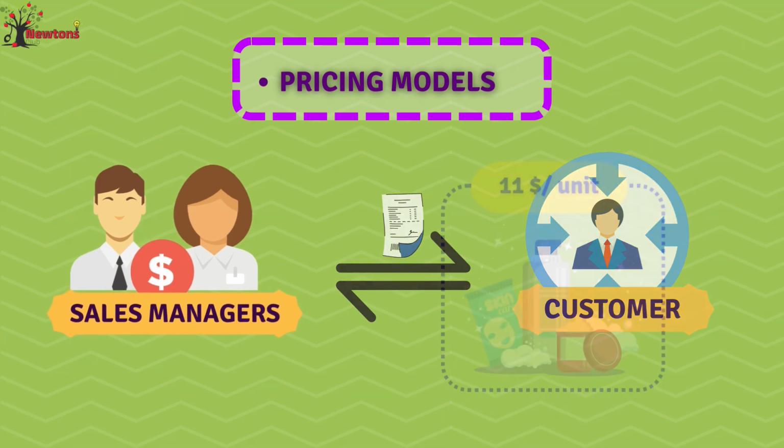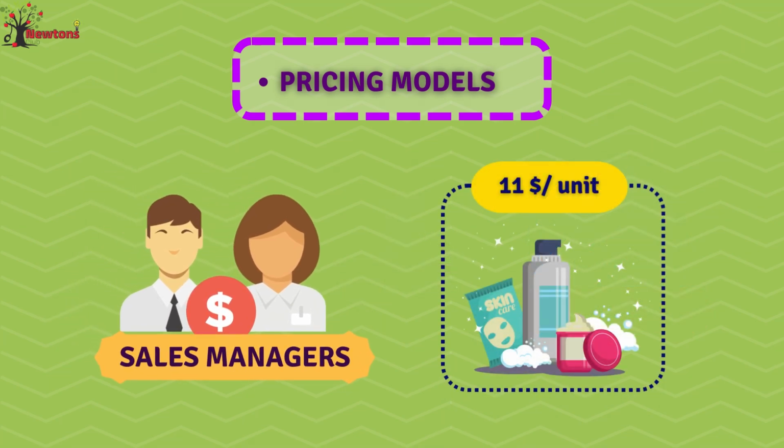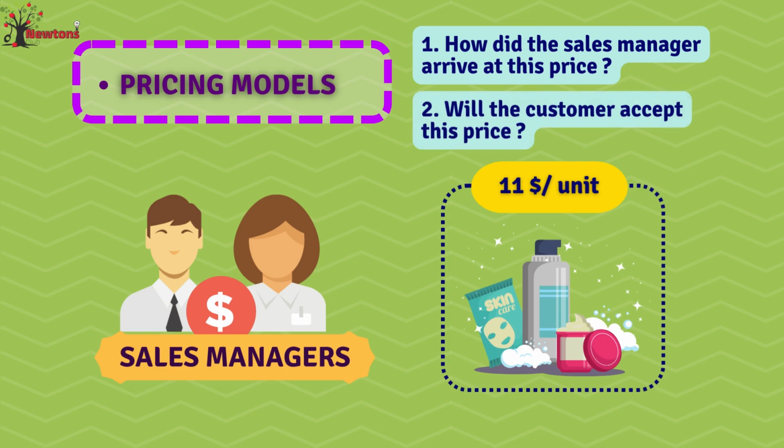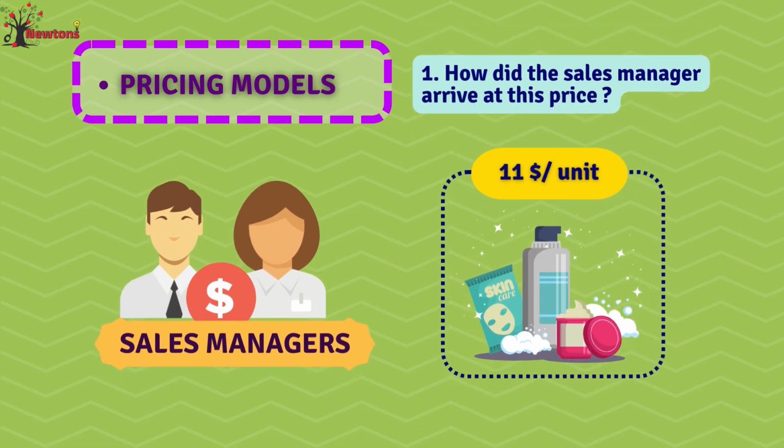Let's say the sales manager quotes $11 per unit. First question: how did the sales manager arrive at this price? And second question: will the customer accept this price? And what is the basis for the customer saying this price is too high? For the first question, there are many methods the sales manager could have used to determine that $11 per unit is an ideal price to quote.